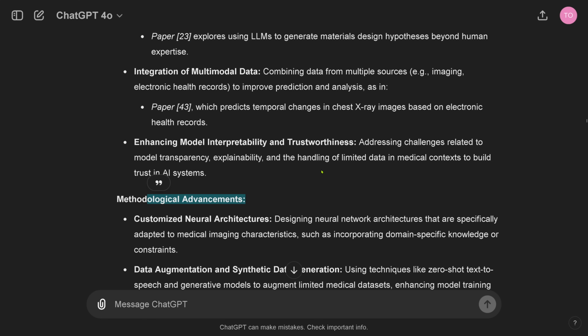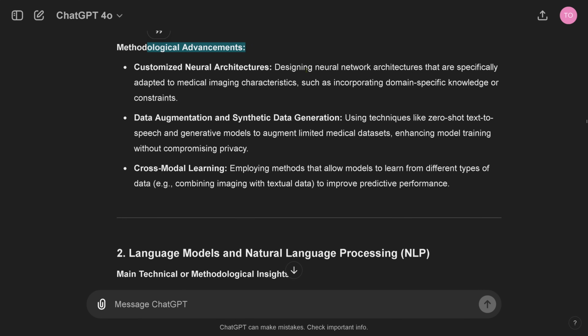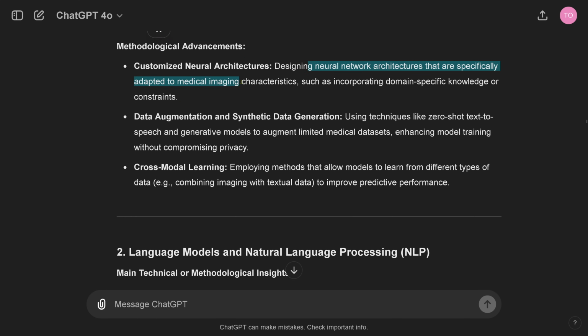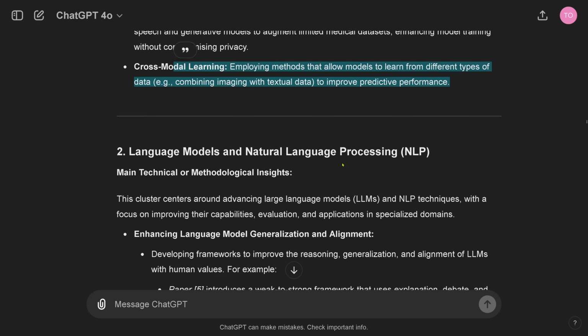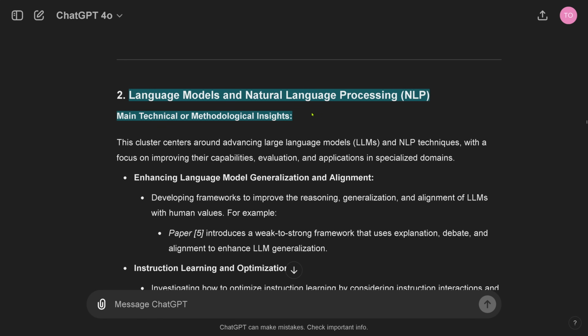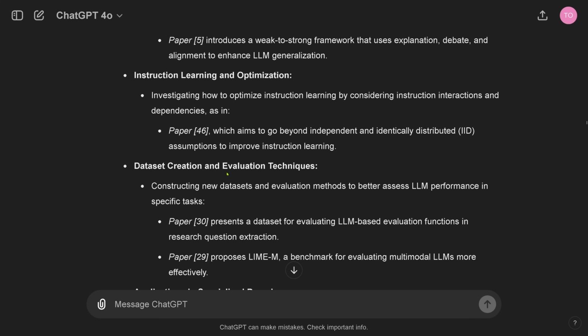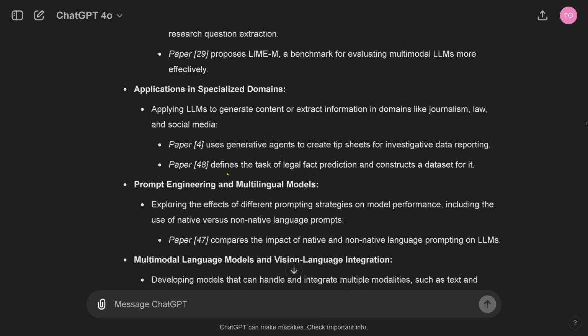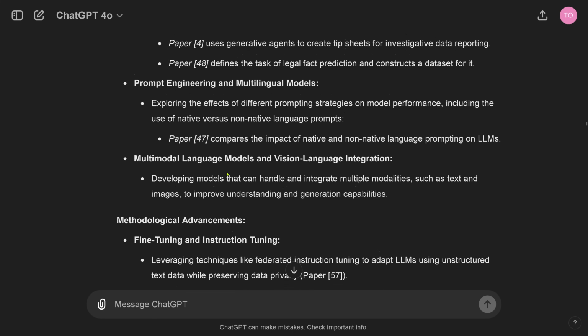Methodological advancement: designing neural network architectures that are specifically adapted to medical image characteristics, incorporating domain-specific knowledge or constraints, data augmentation, synthetic data generation, cross-model learning. And then cluster number 2, language model, main technological or methodological insights. It is amazing what this system did in just 2 minutes.